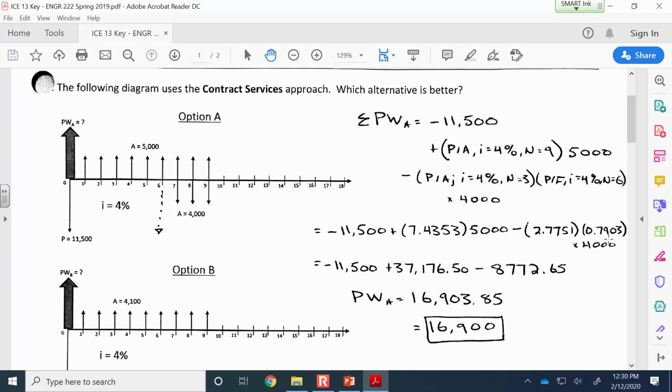So the P/F factor that I used, on the table it only says 7903. So that's 1, 2, 3, 4 digits of precision, which means that I have to round this off to 1, 2, 3, 4 digits, the nearest $10. And so I round down $903 to the nearest 10, rounds down to 900. So 16,900 is the answer if I'm using the factor table that only has 4 digits for one of those numbers. Any questions about option A and the process that we followed to take everything to the present?